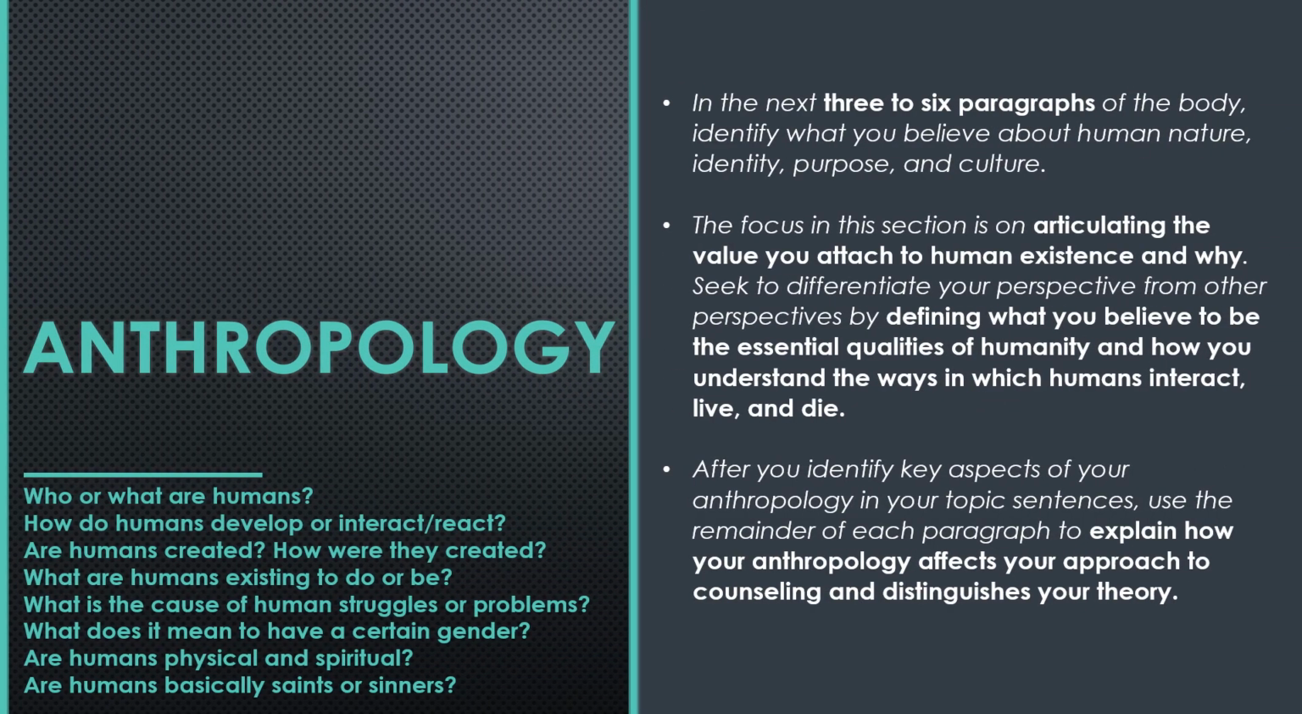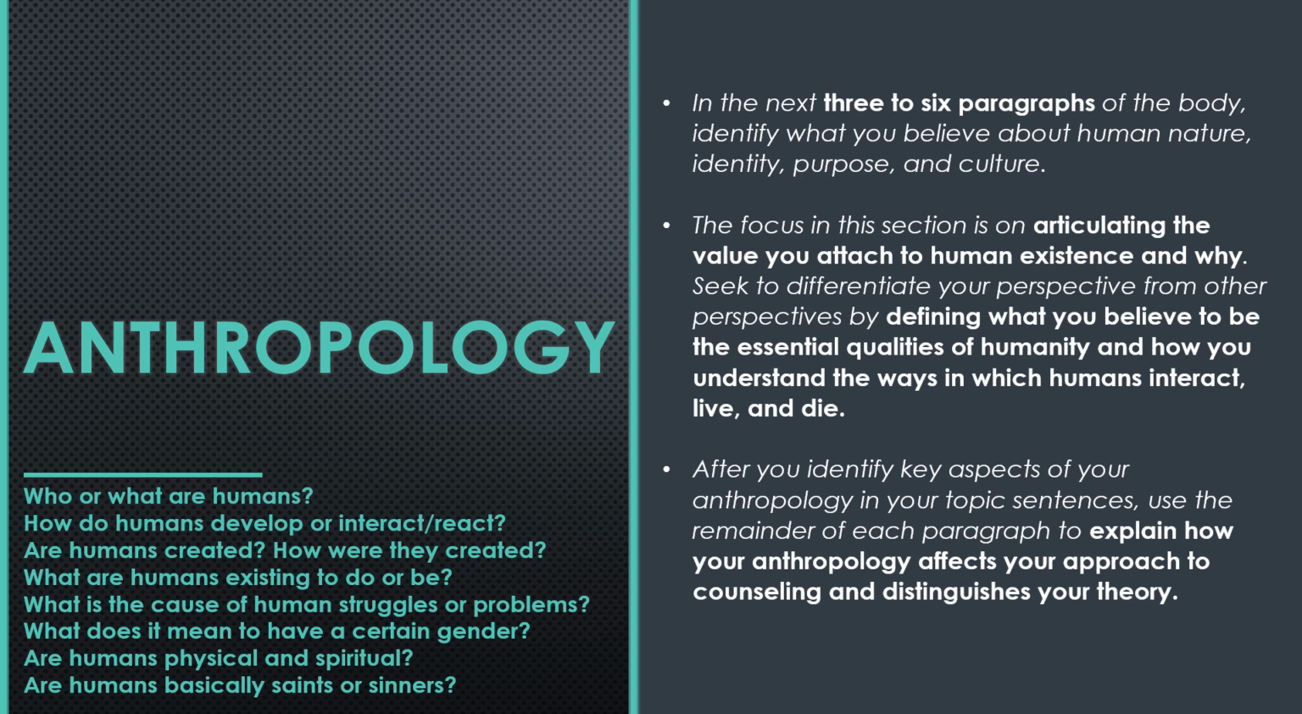After you identify your epistemology, include a section on anthropology, your theory of human nature and existence. In the next 3 to 6 paragraphs of the body, identify what you believe about human nature, identity, purpose, and culture. Seek to address questions like, who or what are humans? How do humans develop or interact or react? Are humans created? How are they created? What are humans existing to do or be? What is the cause of human struggles or problems? What does it mean to have a certain gender? And are humans physical and spiritual?